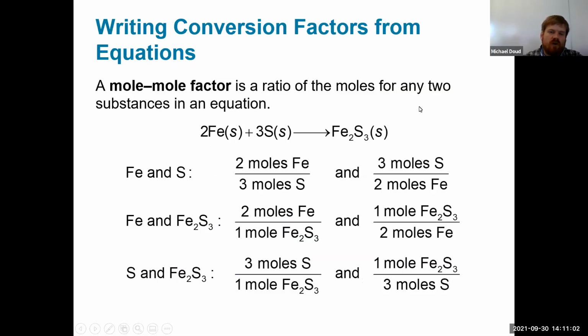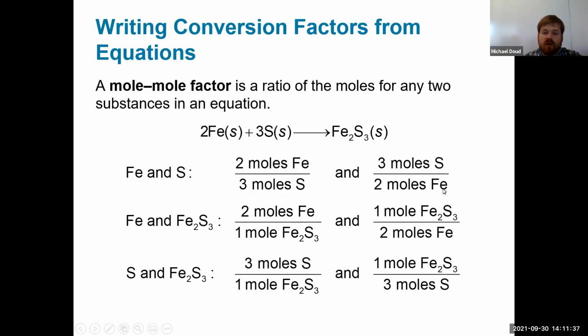Okay, now in this reaction, we have several what we call mole-mole factors as a way of being able to convert from the number of moles of one of them to the number of moles of the other. For example, we know that for every 3 moles of sulfur that react, we need 2 moles of iron. Well, that gives us a conversion factor, right? We know we need 2 moles of iron for every 3 moles of sulfur. And the opposite is true as well, if we're thinking about it in terms of iron. If we have a certain amount of iron and we want to know how much sulfur we need, well, we know that we need 3 moles of sulfur for every 2 moles of iron.